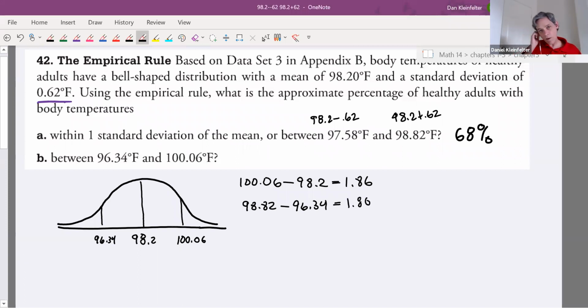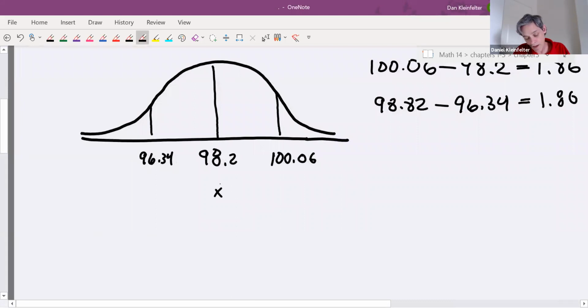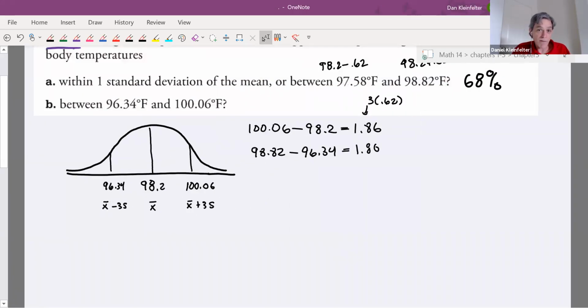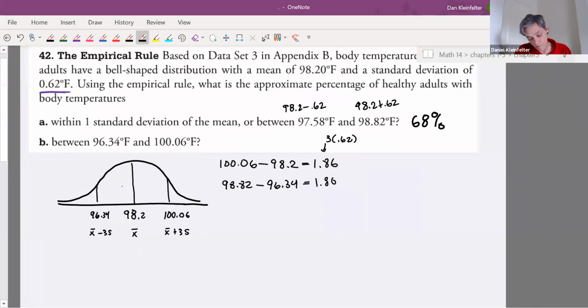So the thing is that 1.86 is 3 standard deviations. This 1.86 is 3 times 0.62. So this is within 3 standard deviations of the mean. So here we have X bar, this is X bar plus 3 standard deviations, and this is X bar minus 3 standard deviations. So we know from looking at the empirical rule that that would be 99.7% of the data. So 99.7% of values fall in that range.